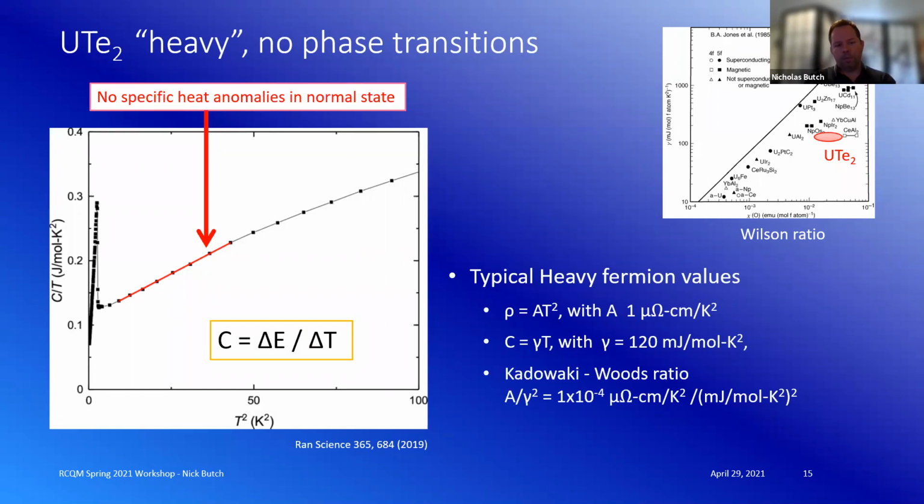If you look at the specific heat, here plotted as C over T, you'll note that there's a large Sommerfeld coefficient, 120 millijoules per mole Kelvin squared. I can tell you that the low temperature resistance is quadratic. The Kadowaki-Woods ratio is okay, 10 to the minus 4. The Wilson ratio plotted in the upper right corner also shows that this kind of falls in the continuum of materials and it's acceptable. So it's not really a standout there.